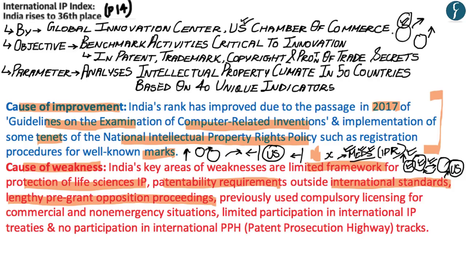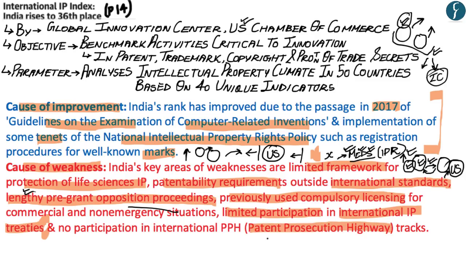And what the report is trying to highlight is that this procedure is very lengthy within India. Apart from this, the report has also criticized the previously used compulsory licensing which was undertaken by the Government of India. In addition, the report also criticizes that India has limited participation in international IP treaties. However, the report does not mention which form of treaties it is talking about. And the last main cause of weakness which the report is highlighting is that India has no form of participation in the International Patent Prosecution Highway.